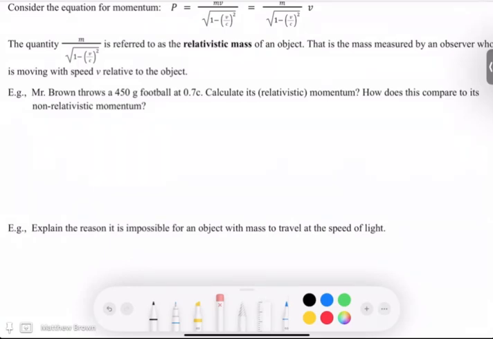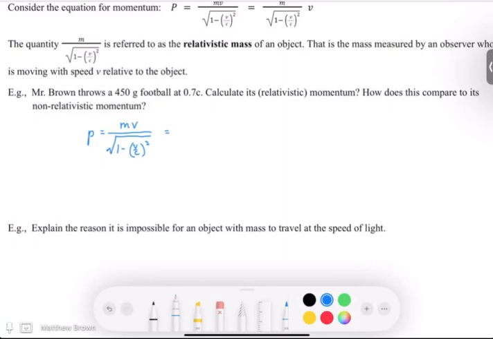How does this compare to its non-relativistic momentum? So we can basically just use the equation. If you want to, we can say, well, momentum, p, is the same as it was before. It's just mv. But now it's going to be divided by the square root of 1 minus v over c squared.